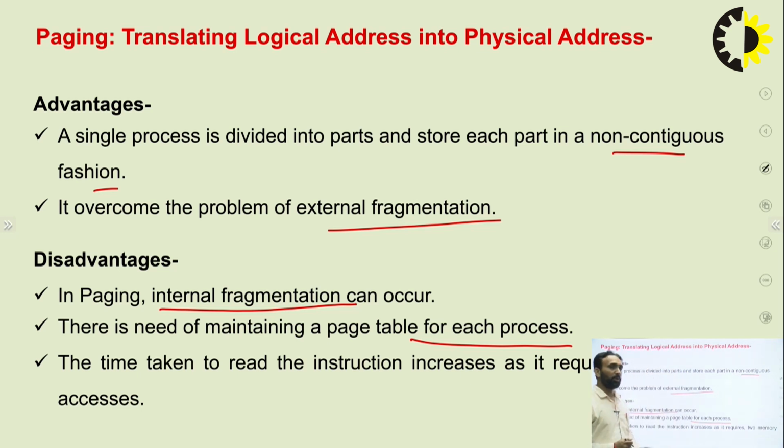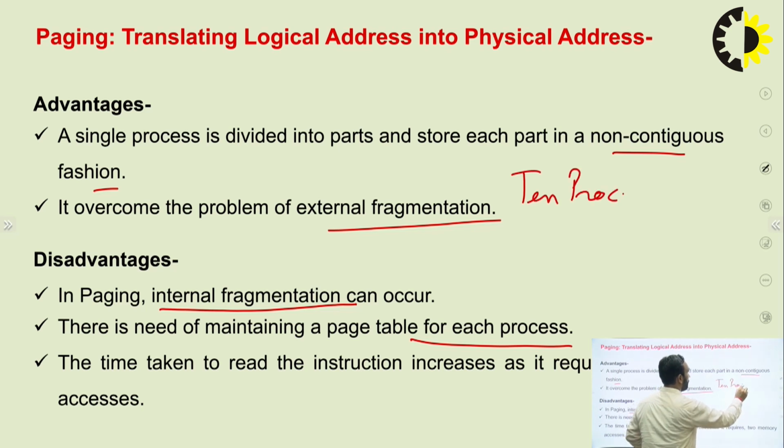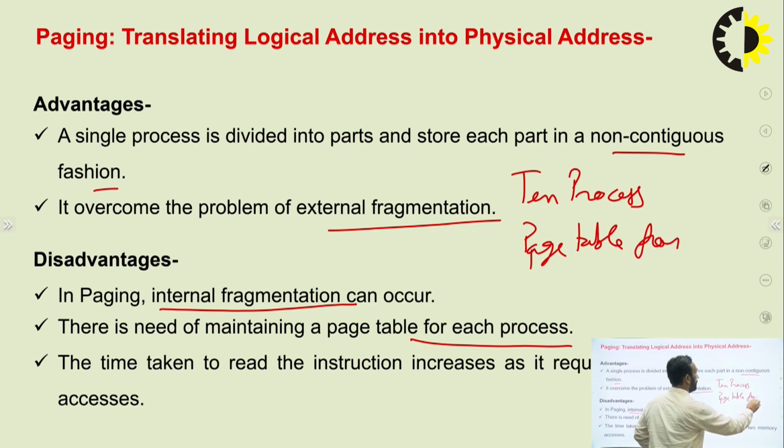the number of page tables is directly equivalent to the number of processes. If we have 10 processes and each process is divided into a number of pages, then we will maintain a page table for each process.